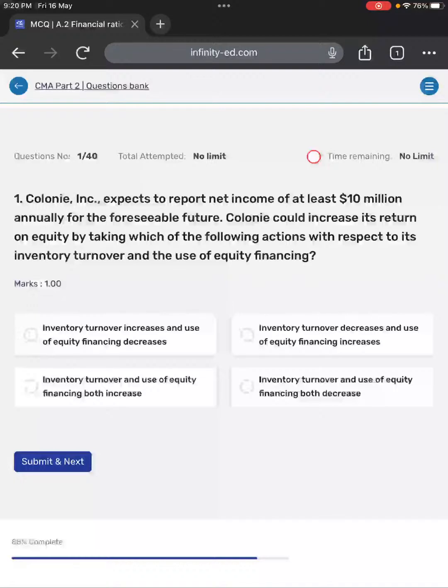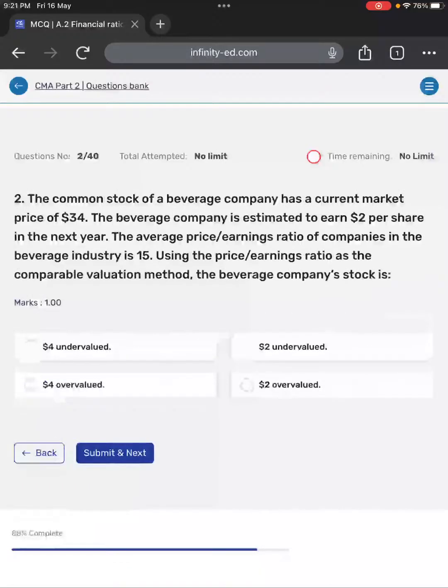Inventory turnover and use of equity financing both decrease. This is not correct. Inventory turnover and use of equity finance both increase. Inventory turnover increase, use of equity finance decrease. Inventory turnover decrease, use of equity finance increase. This option C is the correct answer.